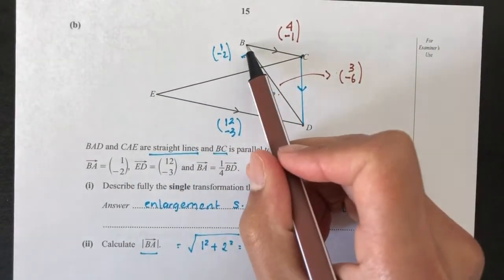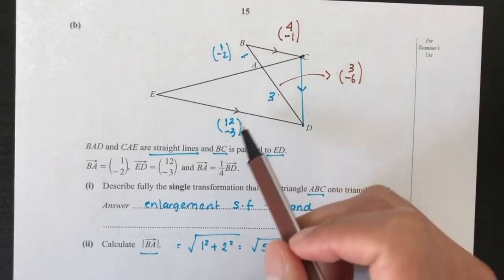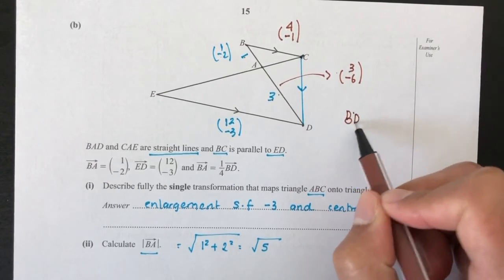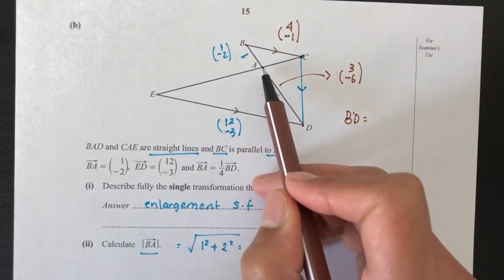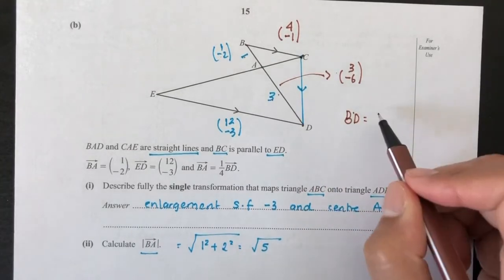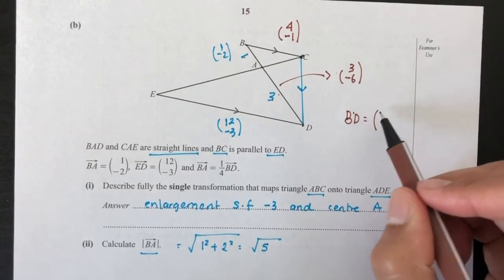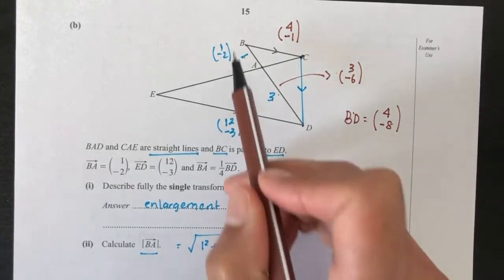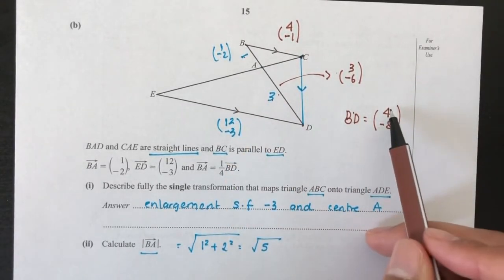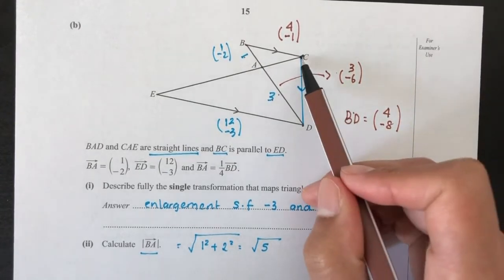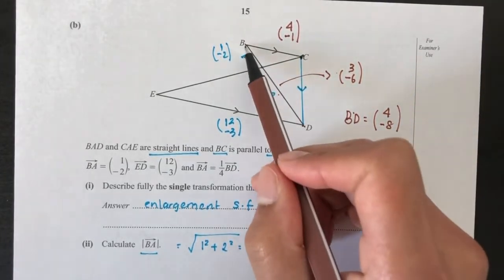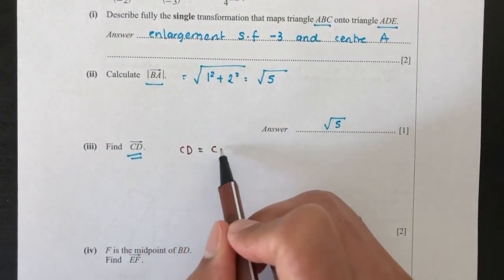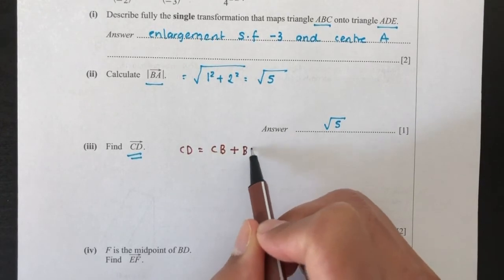Okay, so we know BC, we know BD. So BD is simply BA plus AD. That will be what? Let's check. That will be 4 and -8. So BD is 4 minus 8. Sorry, 4 minus 8, yeah, correct? So to find CD will be pretty easy. So C going to B, B going to D. So let's do that. CD is C going to B plus B going to D.